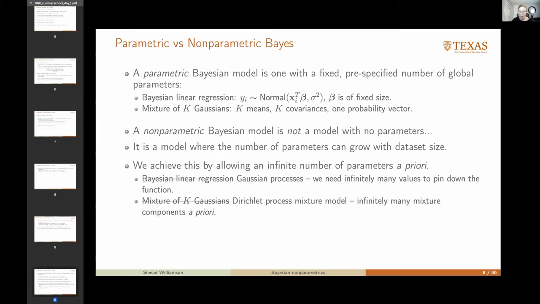Now, this sounds like it introduces more problems than it solves, because infinity is really big. But we're going to see that actually this gives us something that we can work with in a reasonable manner. So before we get into how we work with these infinite dimensional objects, I want to drill down a little into how we work with parametric models. I'm going to focus today on that mixture modeling case because that has a lot of the properties that we're going to be interested in.